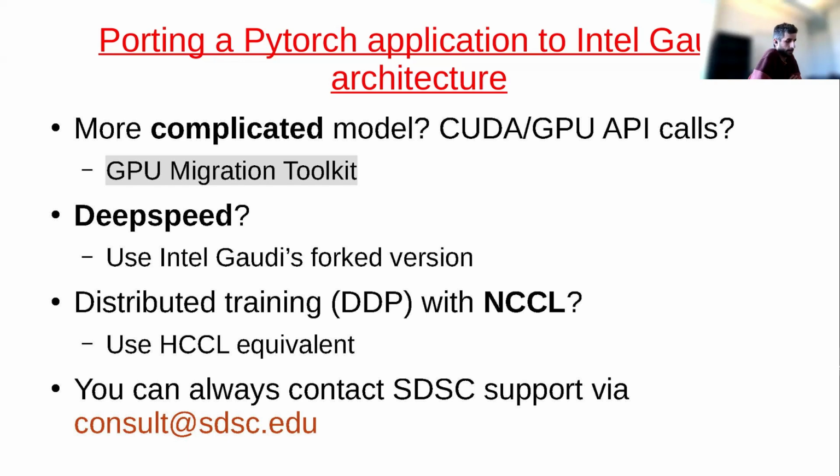Maybe your code is parallelized, and you are using, for example, DDP for distributed training, and you are using NCCL and the NVIDIA backend. It's okay. You can use the equivalent in Intel Gaudi, that's HCCL. And as I said, feel free to open a ticket or just contact us. We can help you with your AI application.